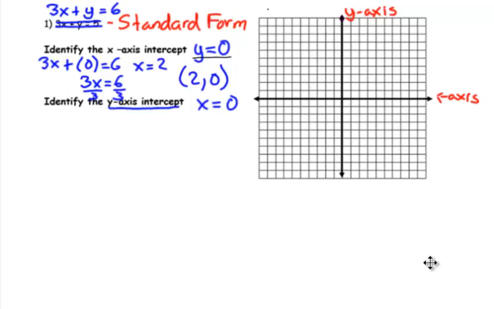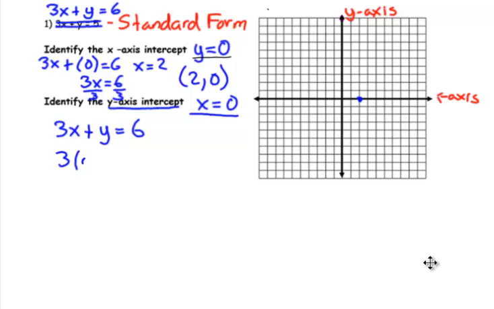So now I can plot that on my graph. Over 2, up 0. That's the x-axis intercept. Now let's find the y-axis intercept. The y-axis intercept, what's the value of x? It's 0.